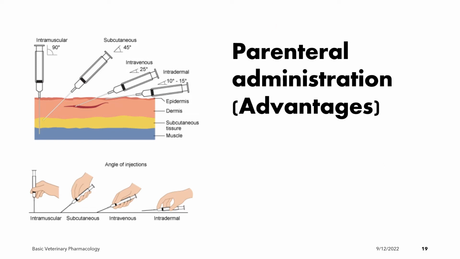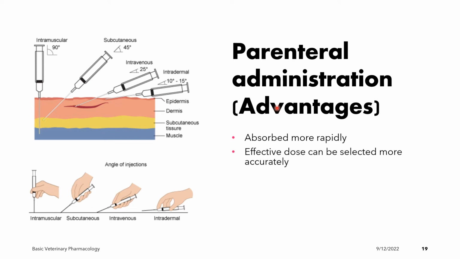These are the advantages of the parenteral routes of drug administration. In a parenteral route of drug administration, the drugs are absorbed more rapidly. Next, the effective dose can also be selected more accurately. The effective dose is the dose of the drug that will achieve the desired effect. When we compare it with the oral route of drug administration, the effective dose can be accurately selected when the drug is given parenterally.